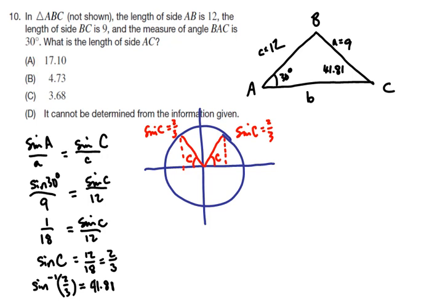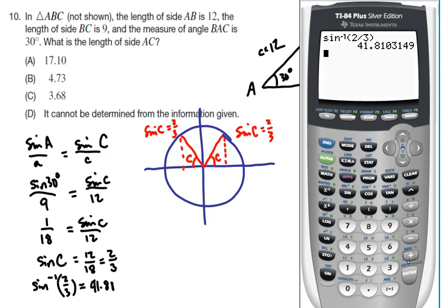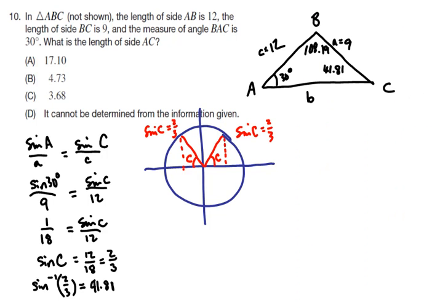Now it's a triangle, and we know that the angles have to add up to 180 degrees. So if we were to add that 41.81 to 30, we'd get 71.81, and we subtract that from 180, and we would get that our final angle had to have a measure of 108.189, or we could just call it 108.19.